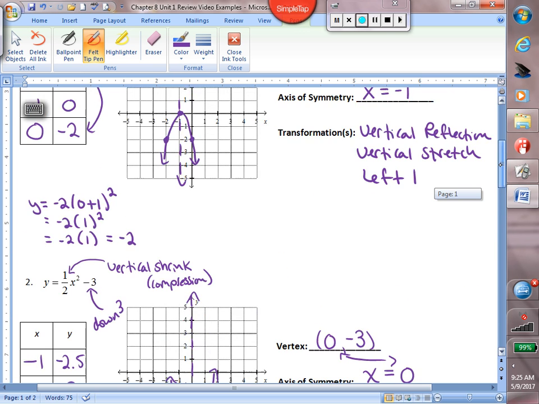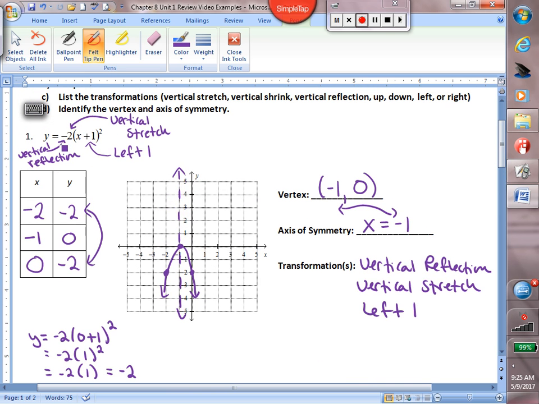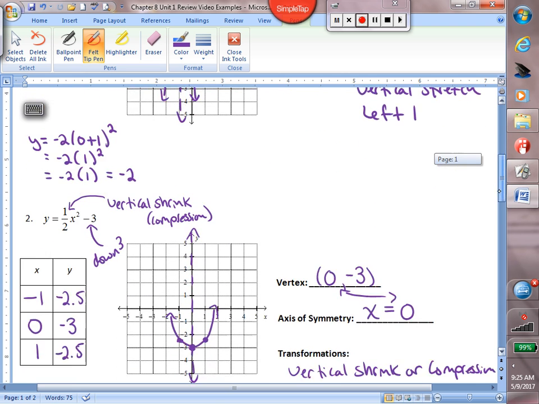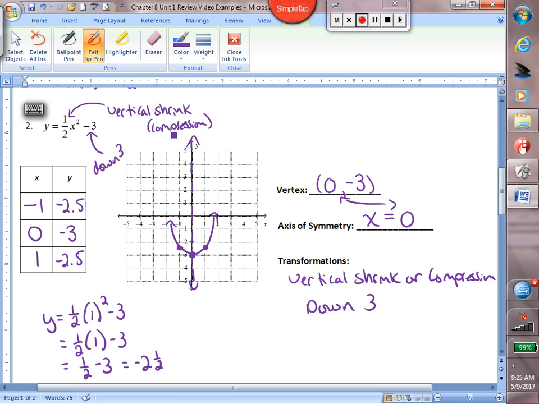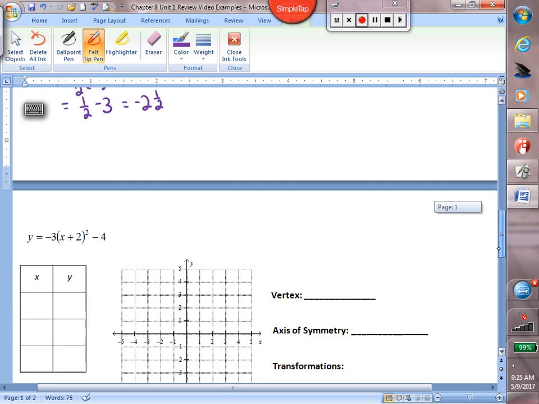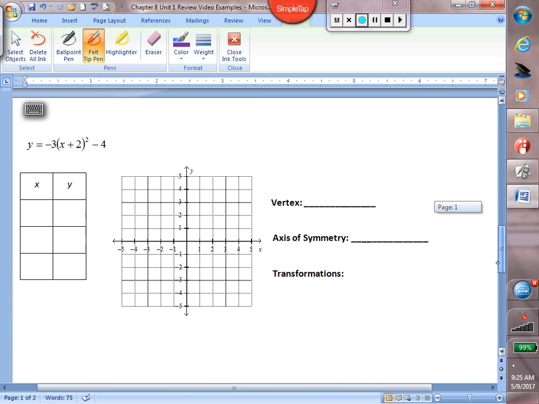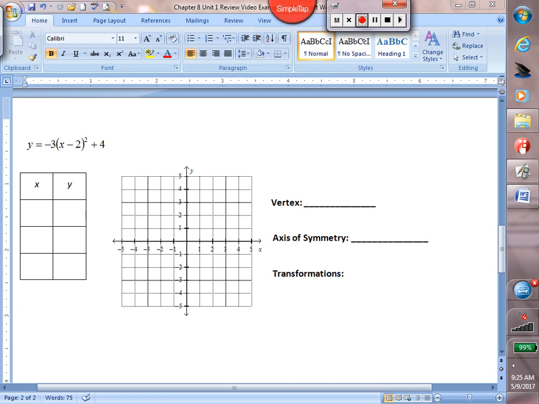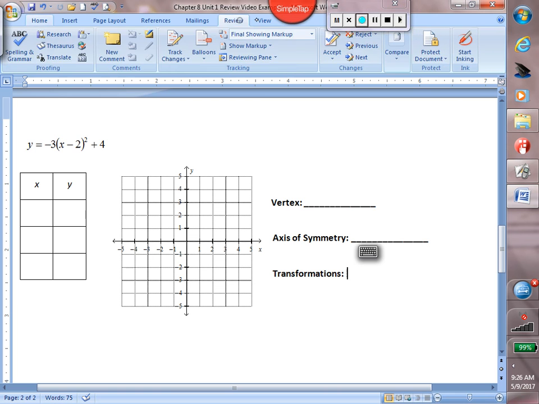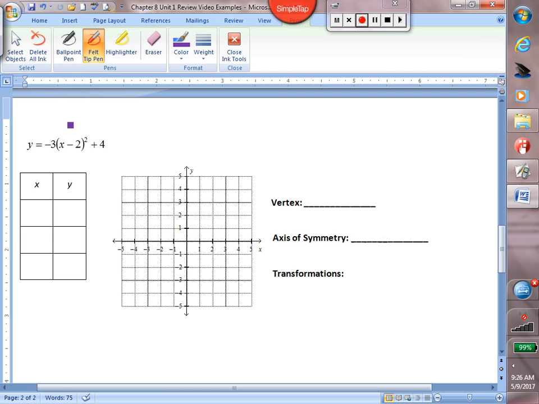So far we have reviewed vertical reflection, vertical stretch, moving left, vertical shrink or compression, and moving down 3. Let's do one final example where we put all these things together. Let's start by picking out our transformations. The first thing we come across is a negative sign. The negative sign is going to cause our vertical reflection.